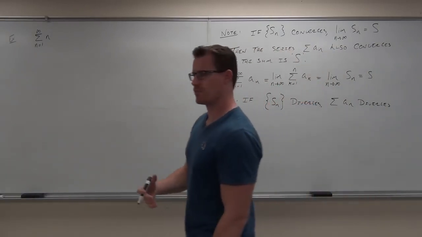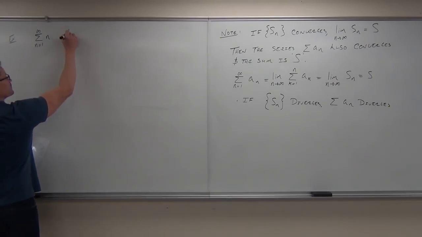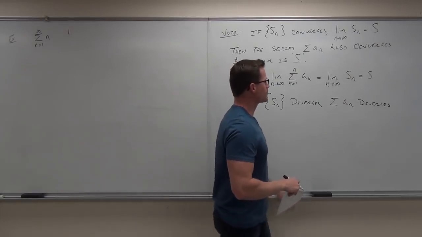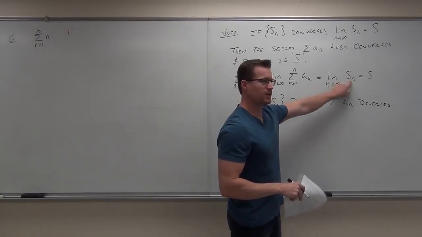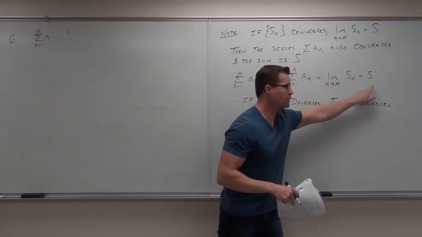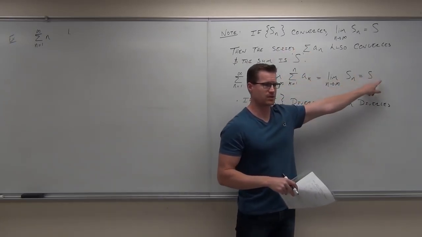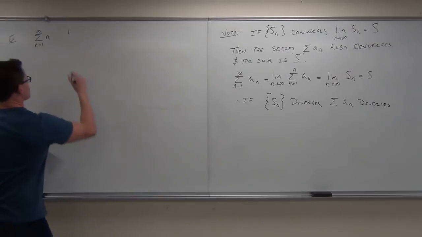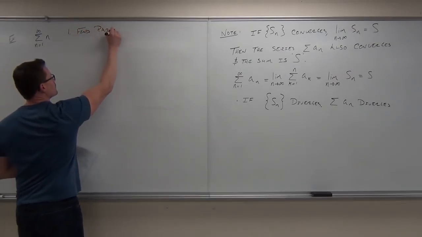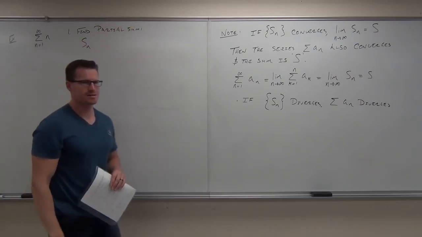Here's the idea of what you're supposed to do. The first thing that we're supposed to do is we need to find a partial sum. Because ultimately, typically what we'll show is we'll reduce this to a partial sum, and if the limit of the partial sum exists, we're good to go. So we've got to find a partial sum. Now that is not as easy as I just made it seem.